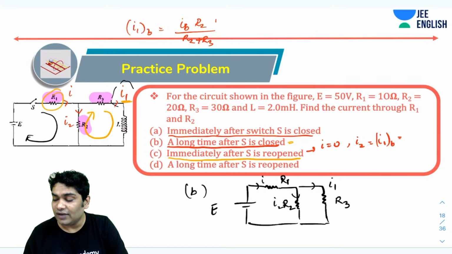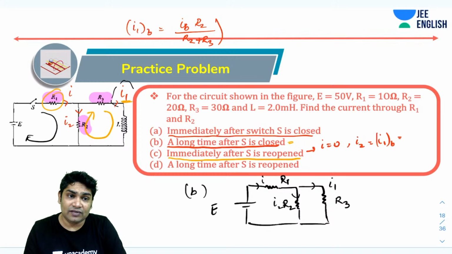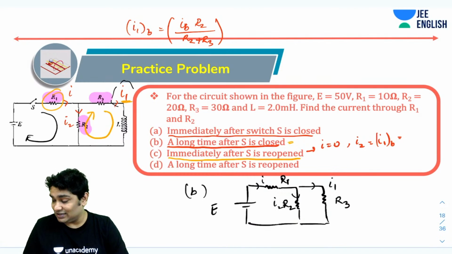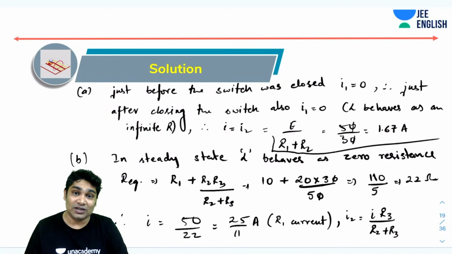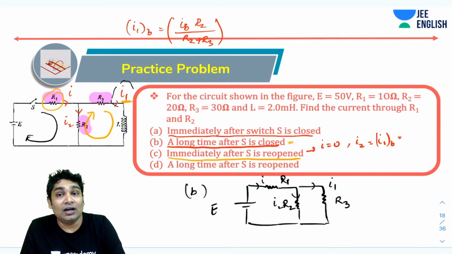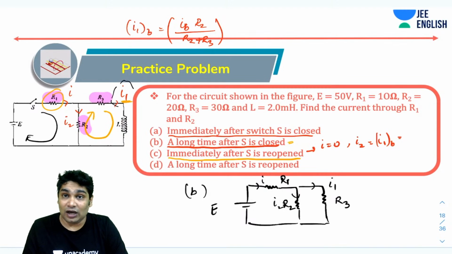Again, using the fact that that current would have divided itself in the inverse ratio of the resistance. So here we were getting I times R3 over R2 plus R3. Here I would have gotten I times R2 over R2 plus R3. So that will be the current.